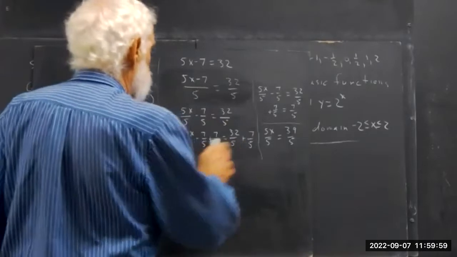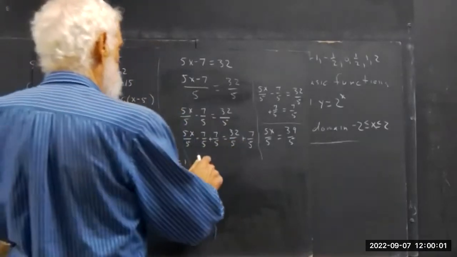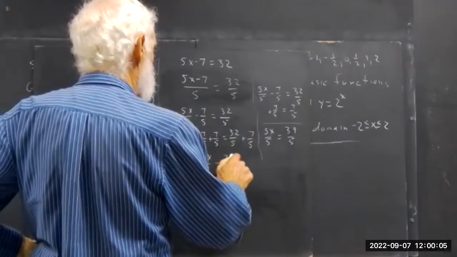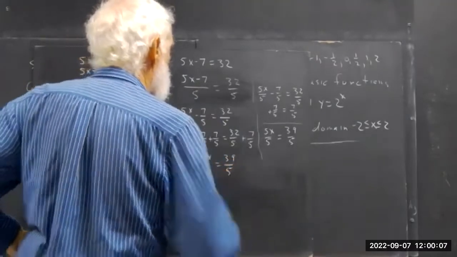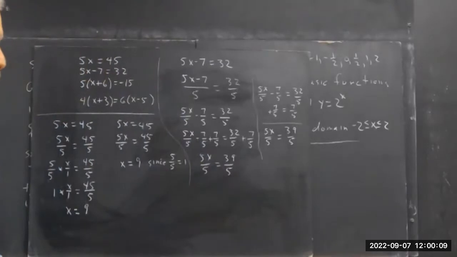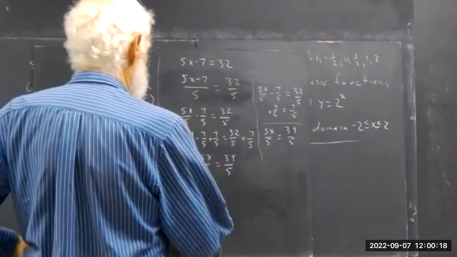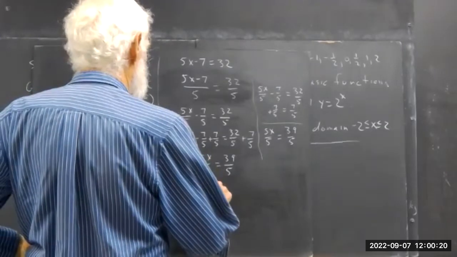Okay, now if we go this way, we end up with 5x over 5 equals 39 over 5. Okay. Then you kind of do this thing with the, I'll just write it out without a lot of comment.